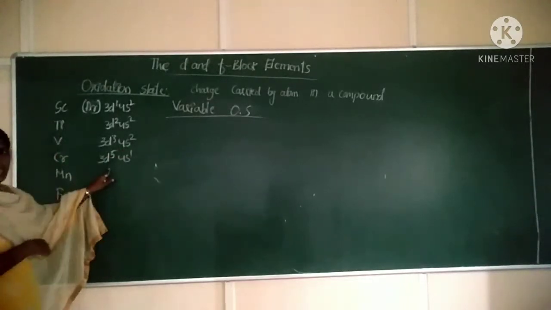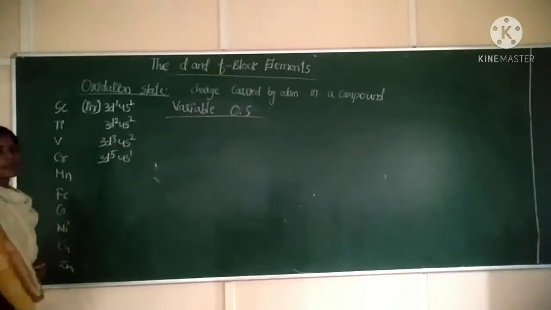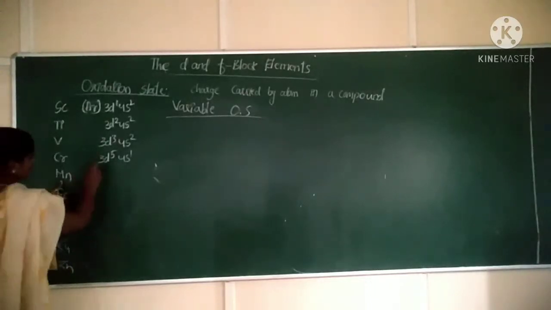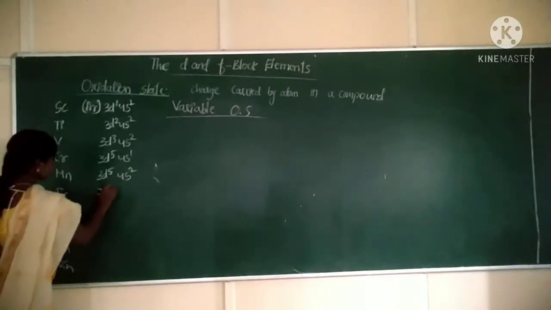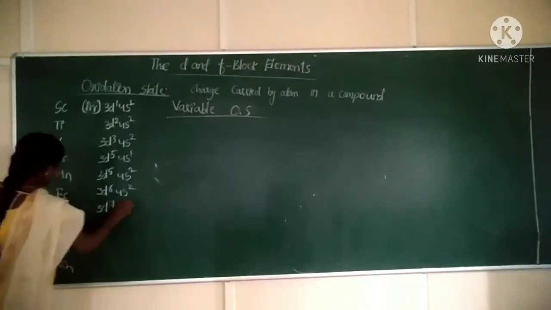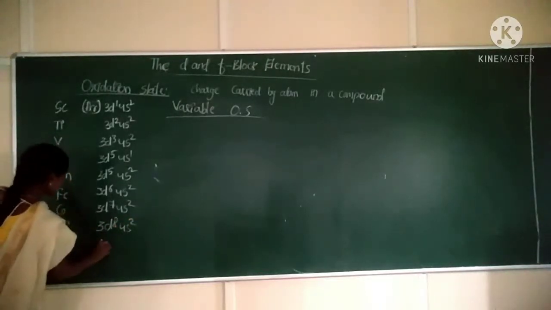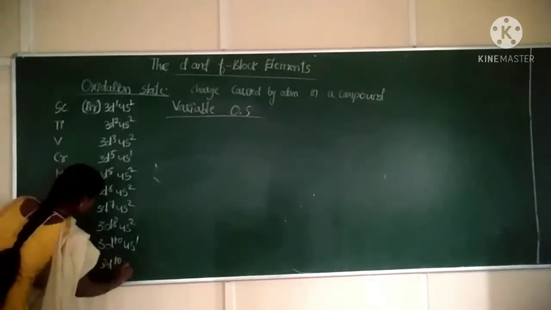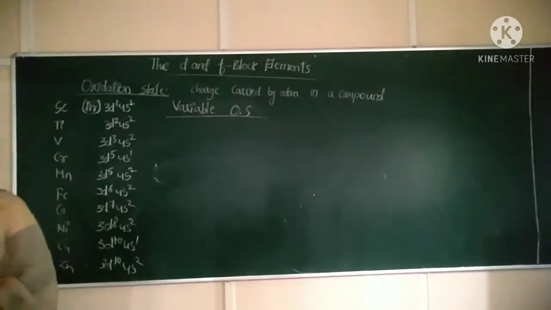Why is it showing anomalous electronic configuration? Because to attain the half-filled stability, one electron is transferred from 4s to 3D. I have already told in the previous class. Next, manganese 3D5 4s2. Next, iron it is 3D6 4s2. Cobalt 3D7 4s2. Next, nickel 3D8 4s2. Copper is 3D10 4s1. Next, zinc 3D10 4s2. Correct? So this is the configuration for the 3D series elements.